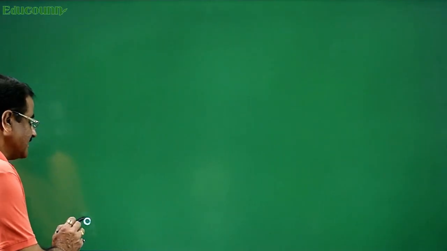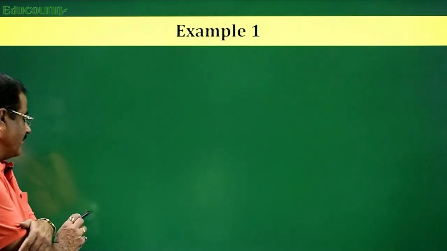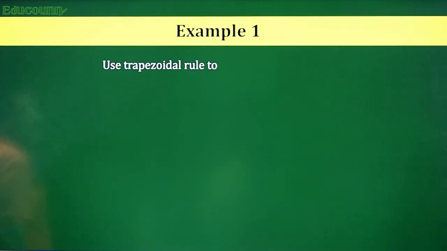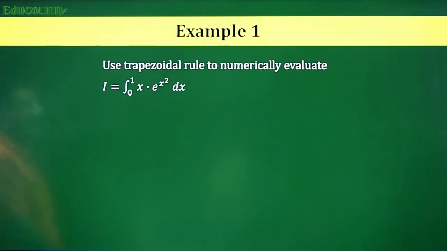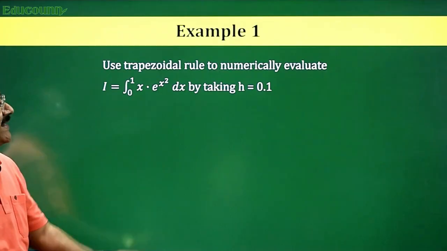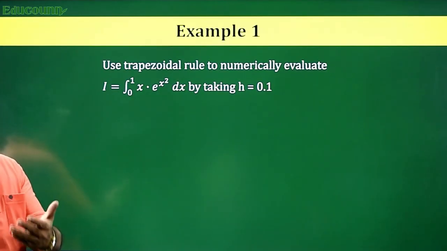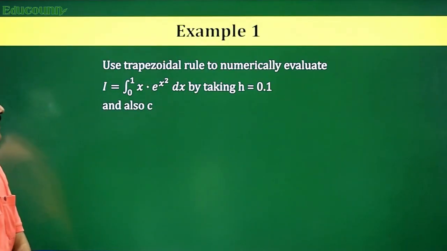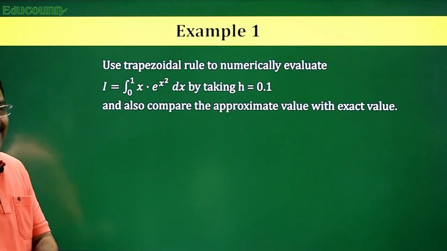Let us now see examples based on this. We will discuss different examples to understand this concept. Let us take example number 1. Use the trapezoidal rule to numerically evaluate I equal to the integration from 0 to 1 of x into e raised to x square dx by taking h equal to 0.1. In this example, generally the value of h is always given, and also compare the approximate value with the exact value.